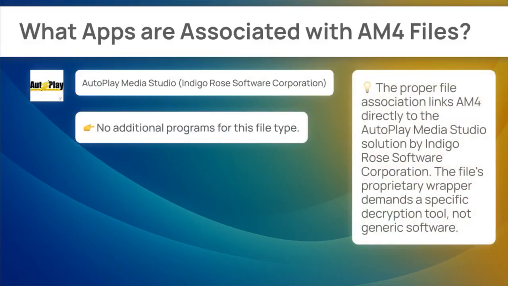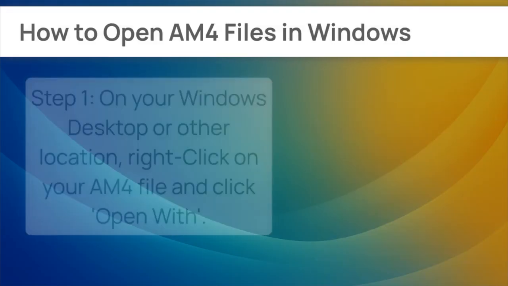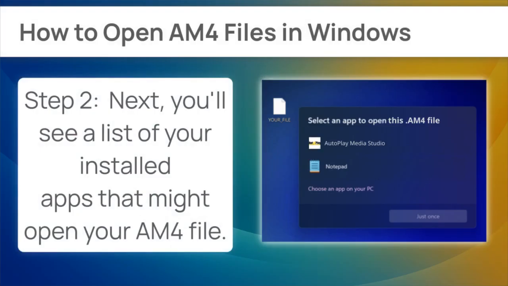Full control over the file's proprietary features requires a dedicated application. Windows may give a quick look, but proper work must be done in dedicated design applications. Your reliable starting command is the Open With action. Right-click the AM4 file and select Open With.